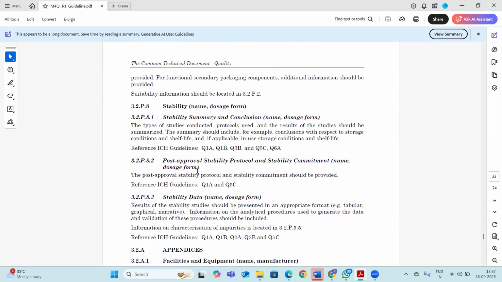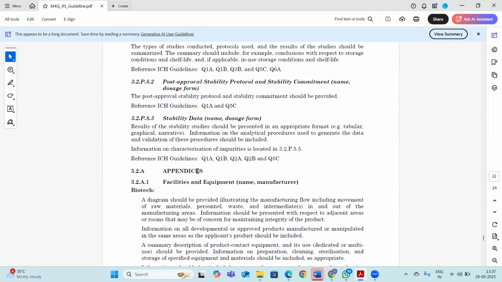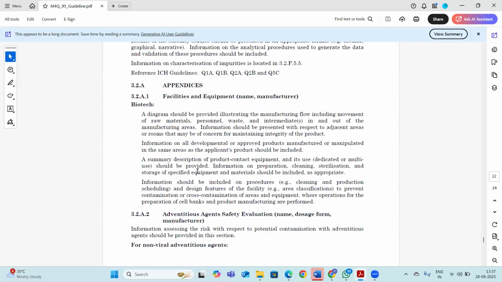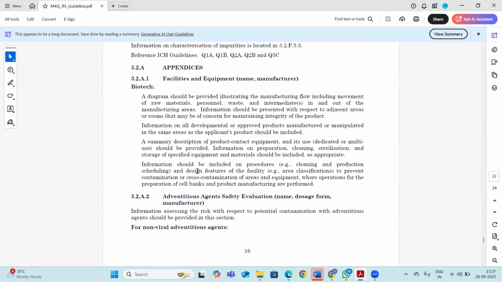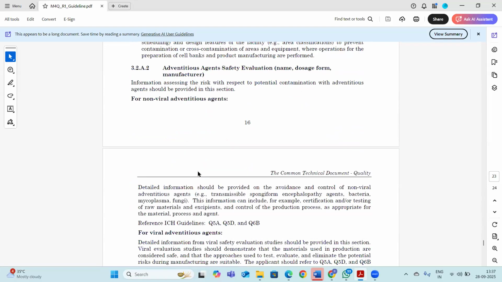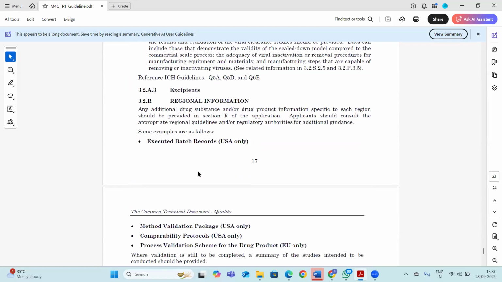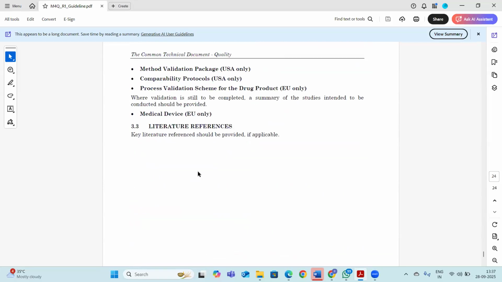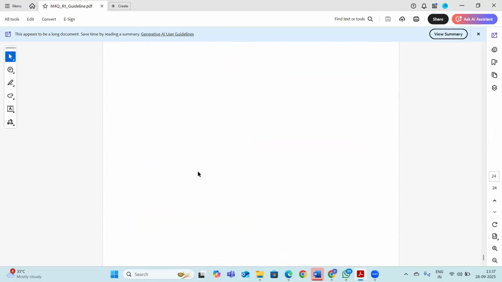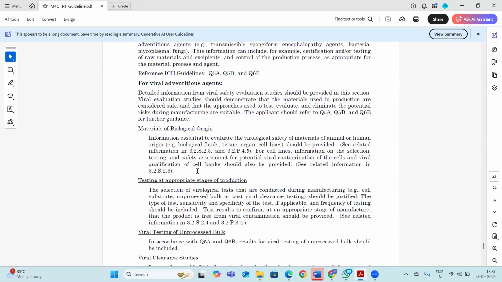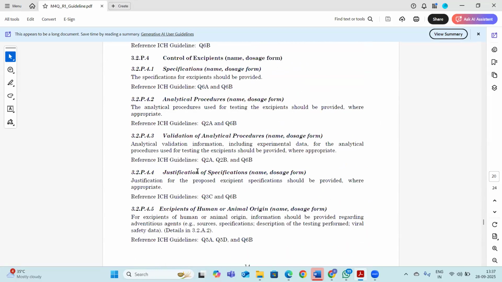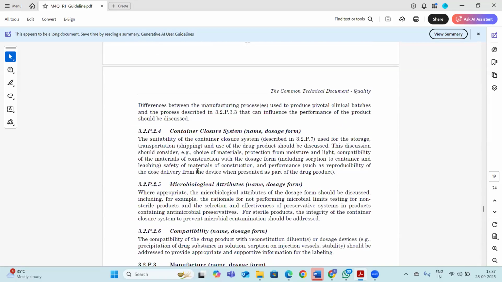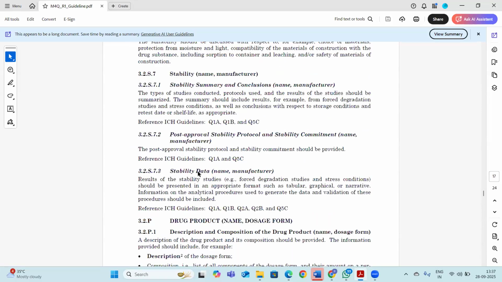Yes, 8 subsections. Once the data in 3.2.P and 3.2.S are submitted, there's also appendices, which includes facilities and equipment, adventitious agent safety evaluation, and your excipients, along with regional information and literature references. These are all the data that goes in module 3. You can just read through them once, and we'll take up each section individually.